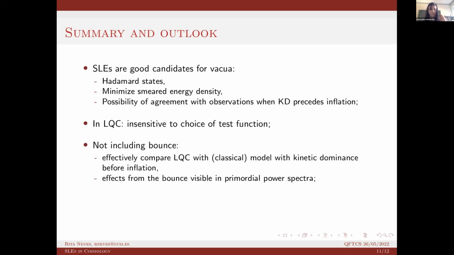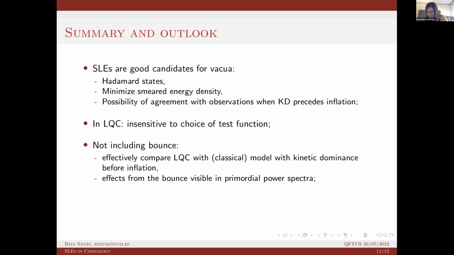Within the context of loop quantum cosmology, we saw that we have two choices for this test function, which a priori is an ambiguity. We have two natural choices for it, and the results don't depend much on this choice. So they're insensitive to the choice of test function. If on the other hand we don't include the bounce, then we can effectively compare loop quantum cosmology with a possibly classical model with kinetic dominance before inflation, and we see that the effects from the bounce are visible in the power spectrum.